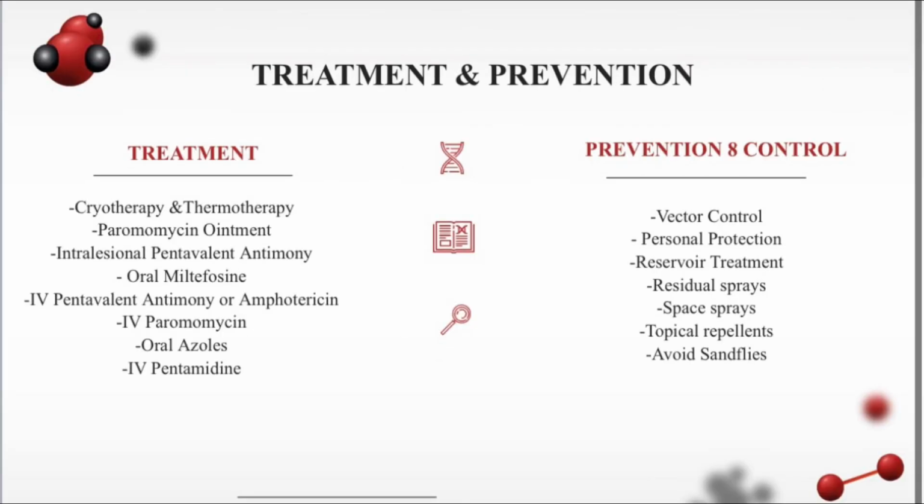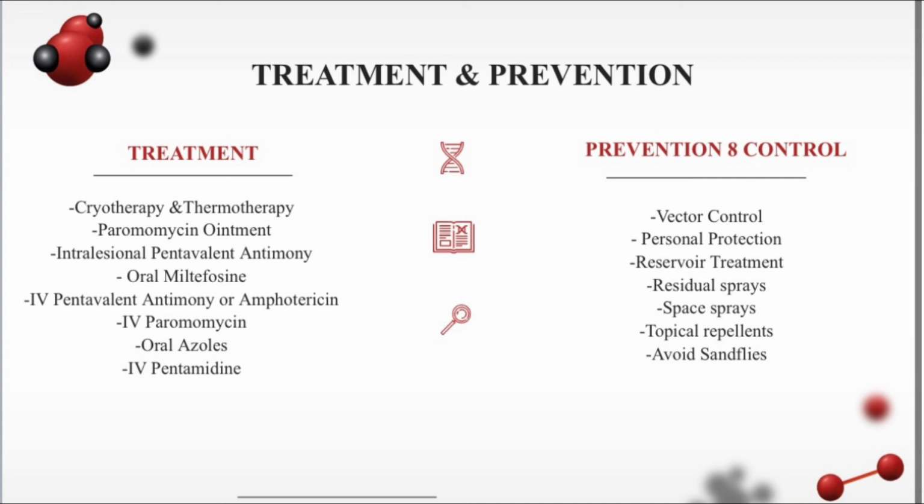Treatment and prevention control. For the treatment, there are many types of medications available to treat the disease. Which one to use depends on the person, type of disease, and severity. Treatment medications for leishmaniasis: cryotherapy and thermotherapy, paromomycin ointment or antibiotic ointment, intralesional pentavalent antimony, oral miltefosine, IV pentavalent antimony or amphotericin, IV paromomycin, oral azoles, and IV fentanyl.